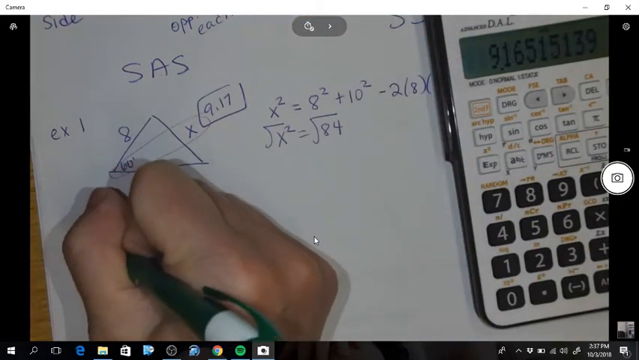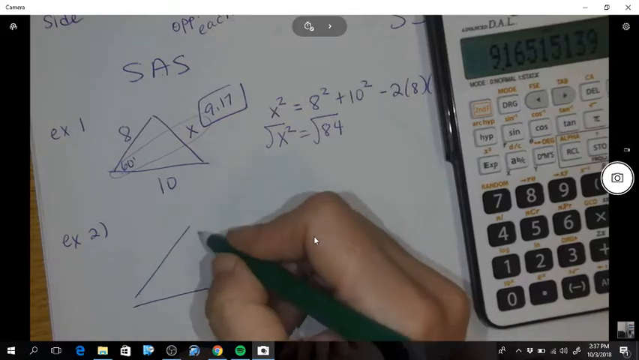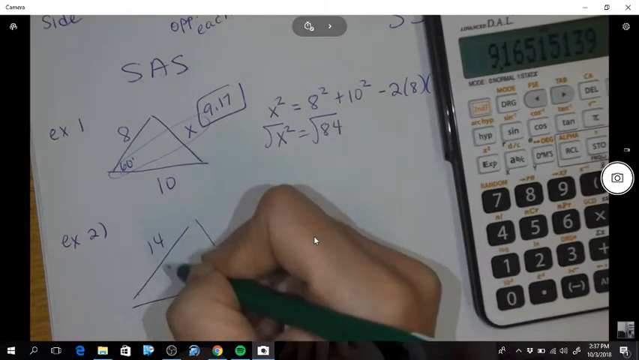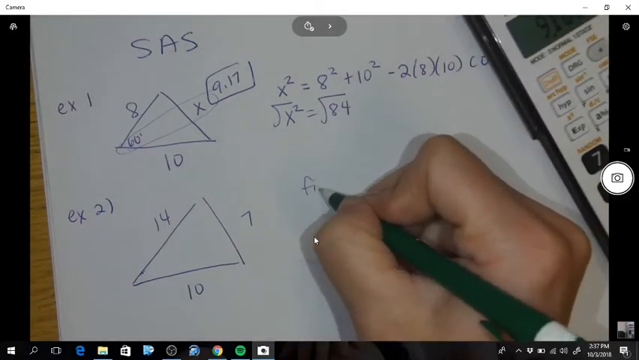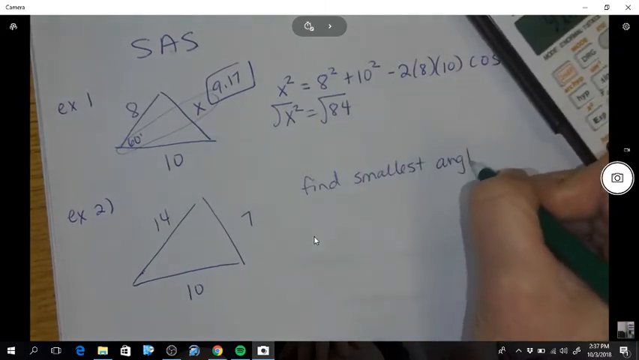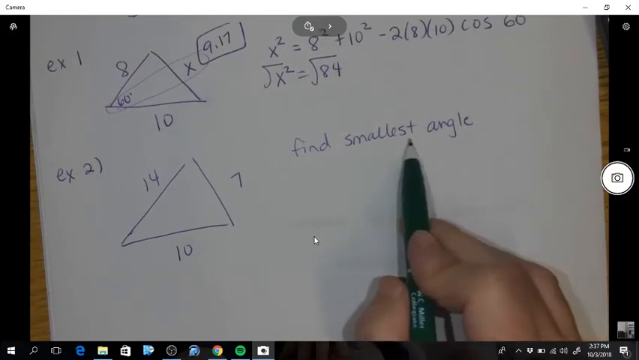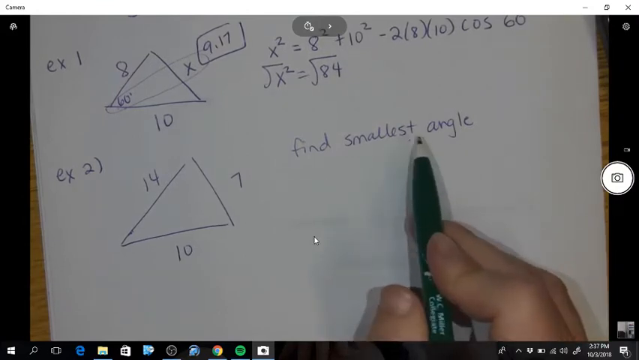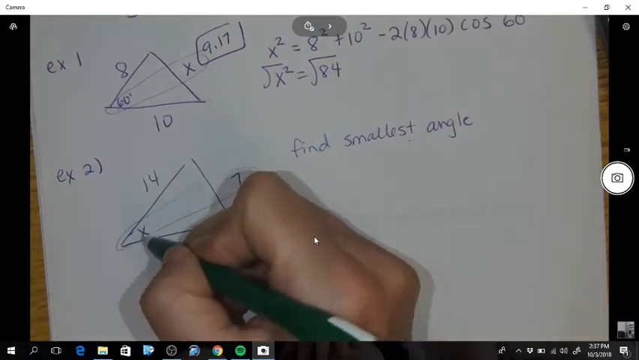Okay, example 2. Let's go 7, 14, and 10. And I'm going to find the smallest angle. That's what I'm going to ask you to do. So if you're to find the smallest angle, what do you know? It is across the smallest side. So that would be that angle.